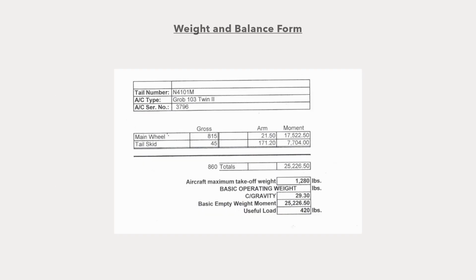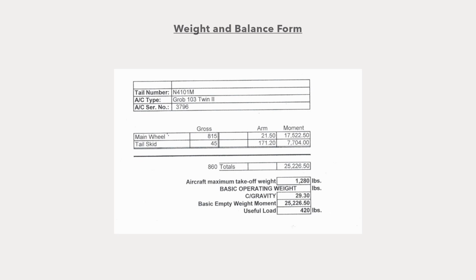So this is an example of a weight and balance form. They don't always look exactly the same. There's a few different forms, but this should be physically in the glider. It's required for the glider to be airworthy that this be there.